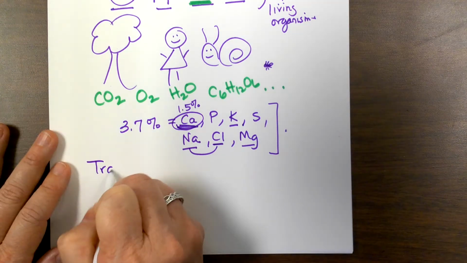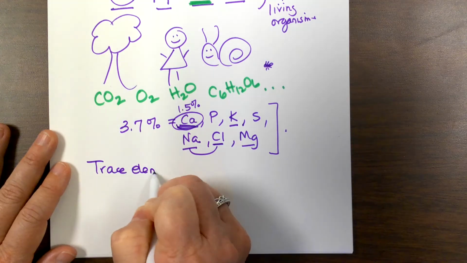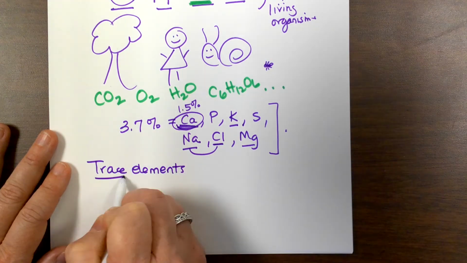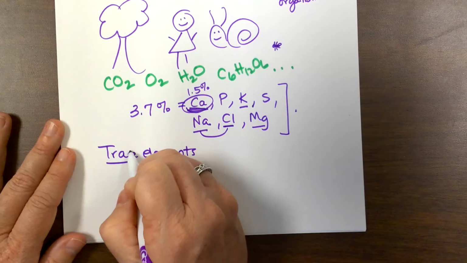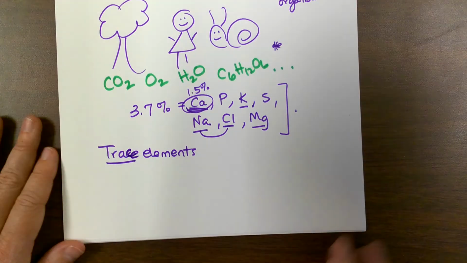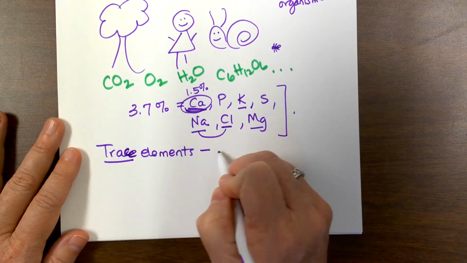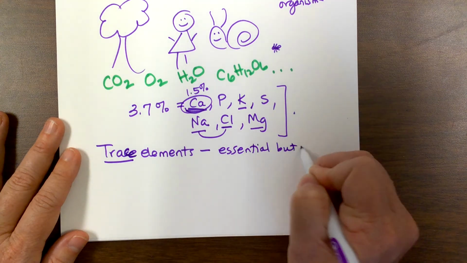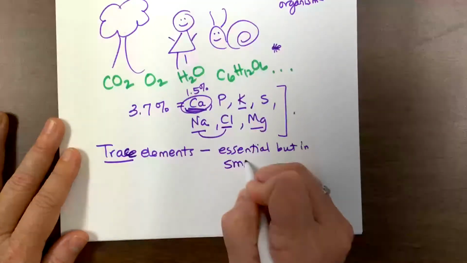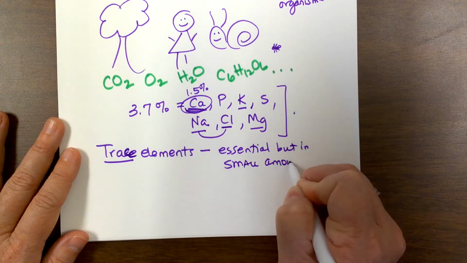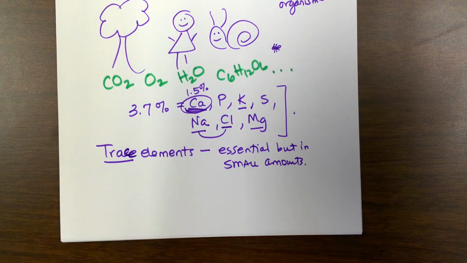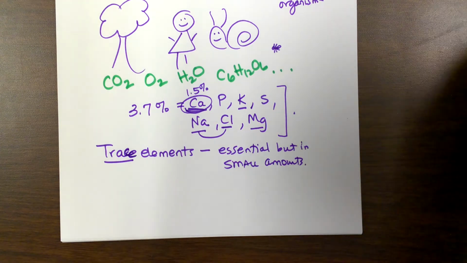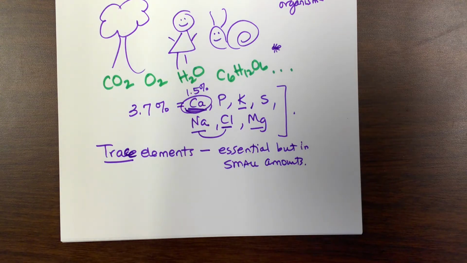Then we have something called trace elements. Right, and trace, T-R-A, that's a C. Trace elements mean that they are essential, but in small amounts. Right, and so when you are looking at the percentages represented in your body, it's tiny, and so it makes you think they're really not significant. But if you don't have them, you would die.